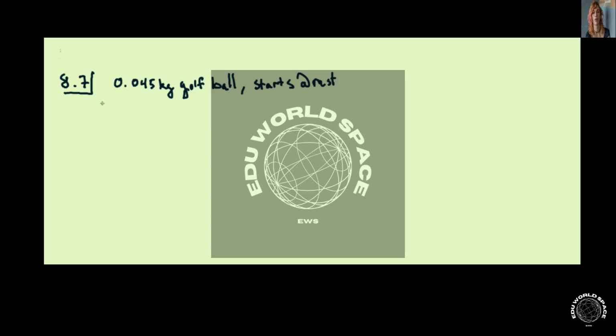So this is 8.7. We have a 45-gram golf ball. It's starting from rest, and then it's undergoing a 2 millisecond impact from a golf club. And this then causes it to leave the ground at 25 meters per second. And what we need to find out is what is the average force that the golf club is exerting on the golf ball during the impact with it.